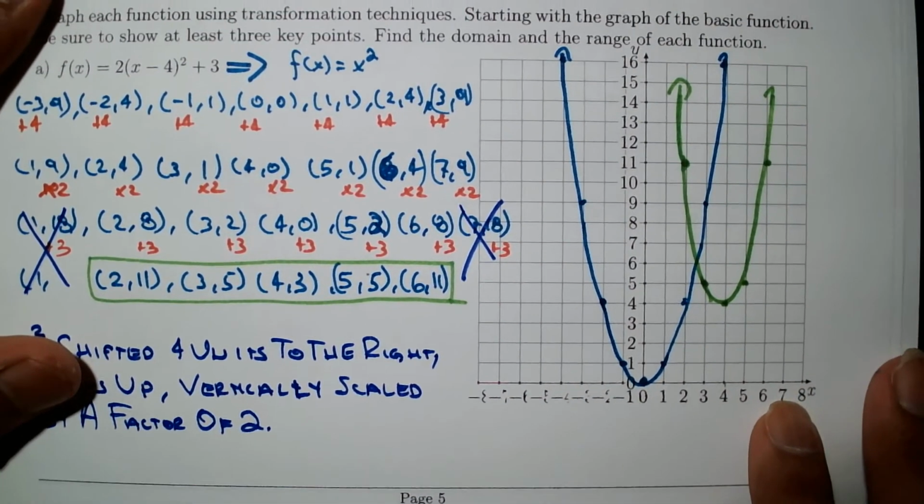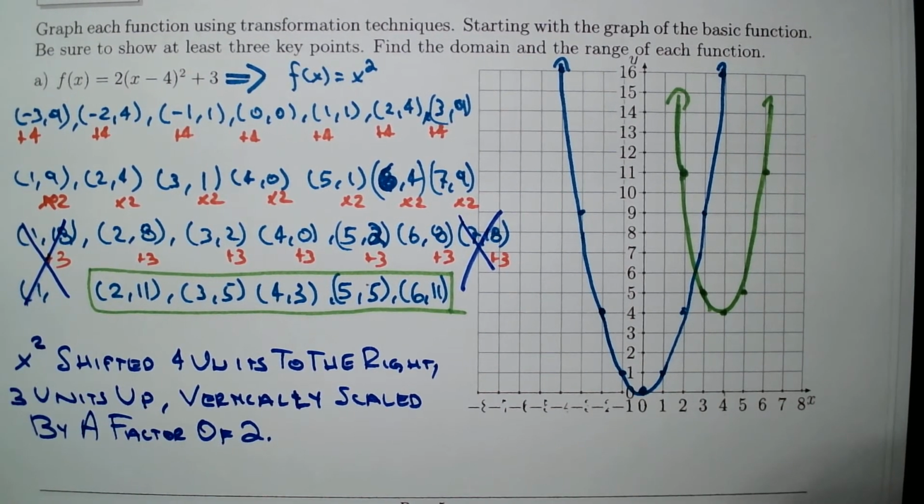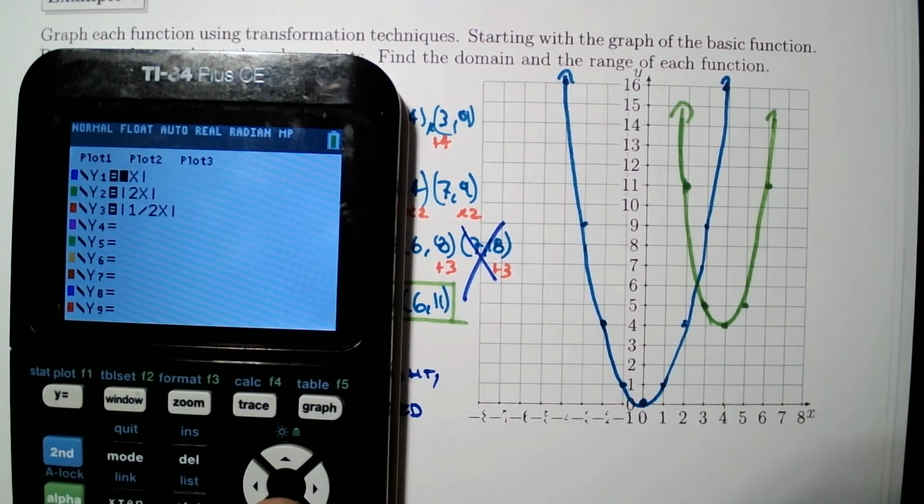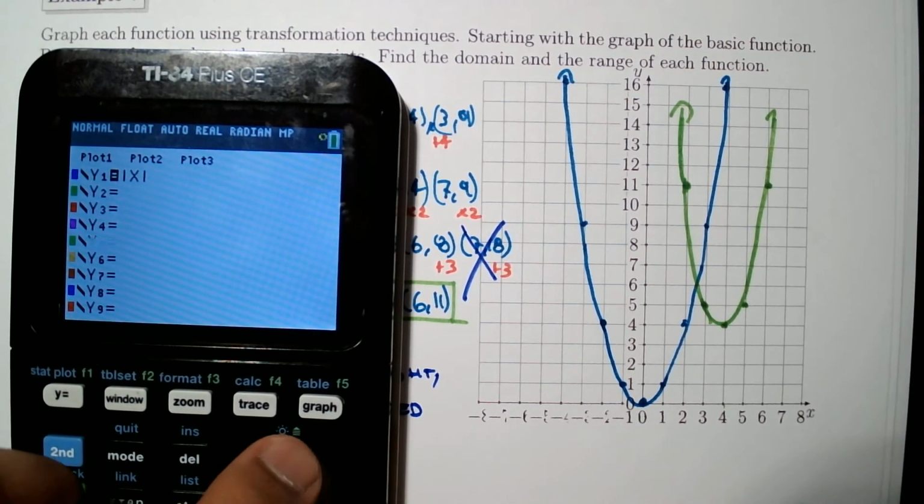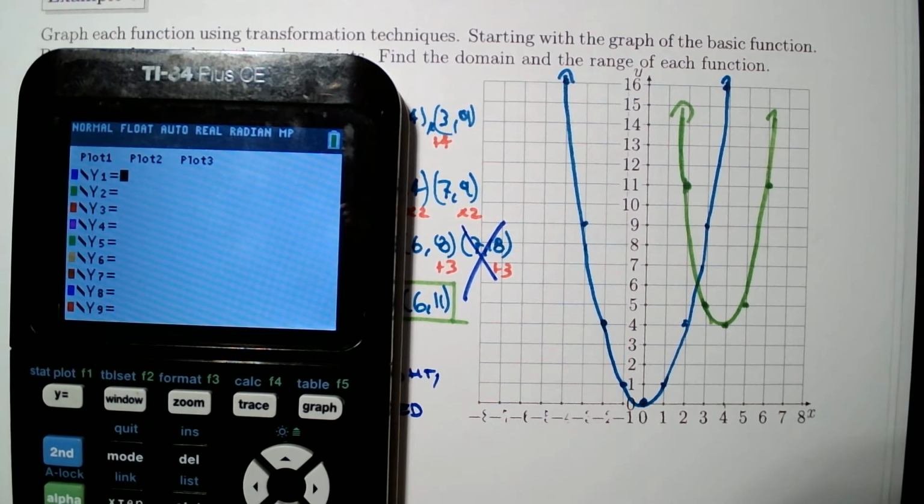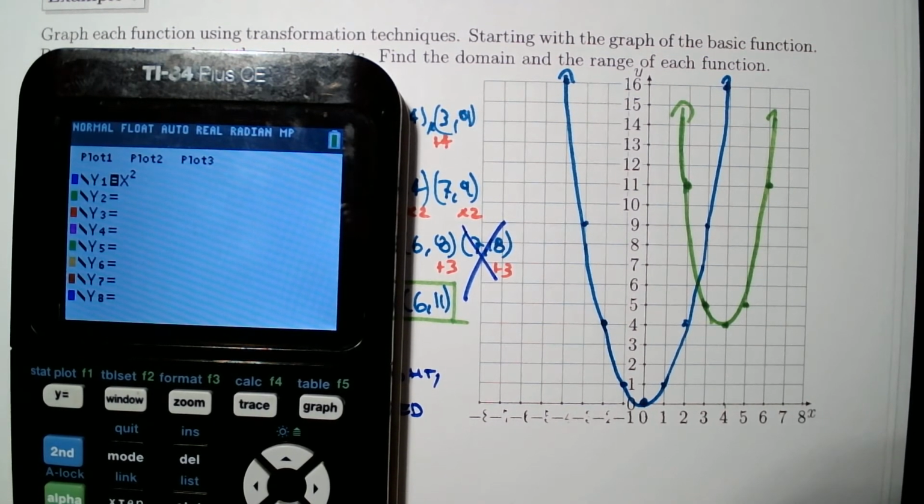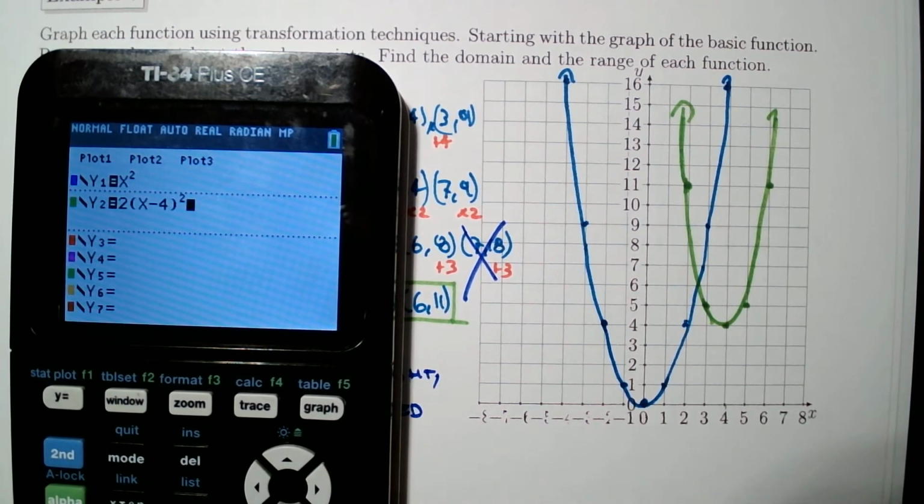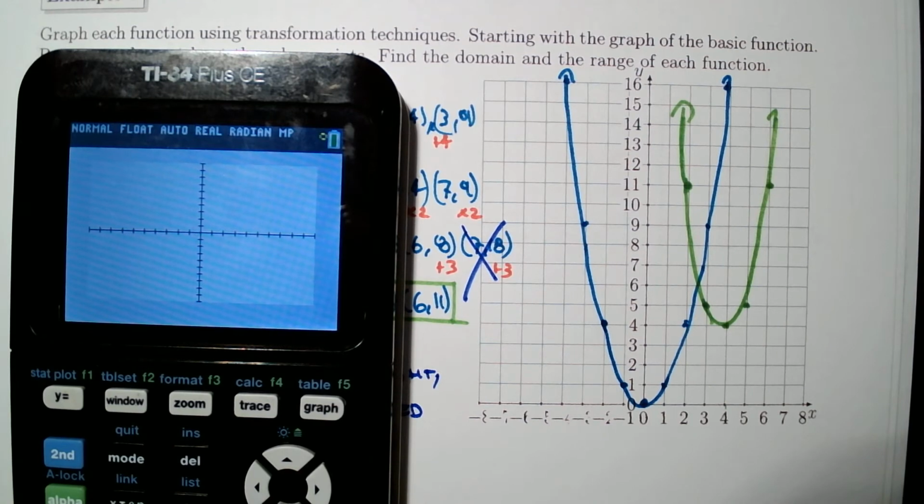Now let's verify this using the graphing calculator. Why not? Okay. So let me clear. I'm going to start with the parent graph, x squared, and then 2 times parentheses x minus 4, close parentheses, square, and then, what was that? Plus 3. Okay, and let's hit graph.